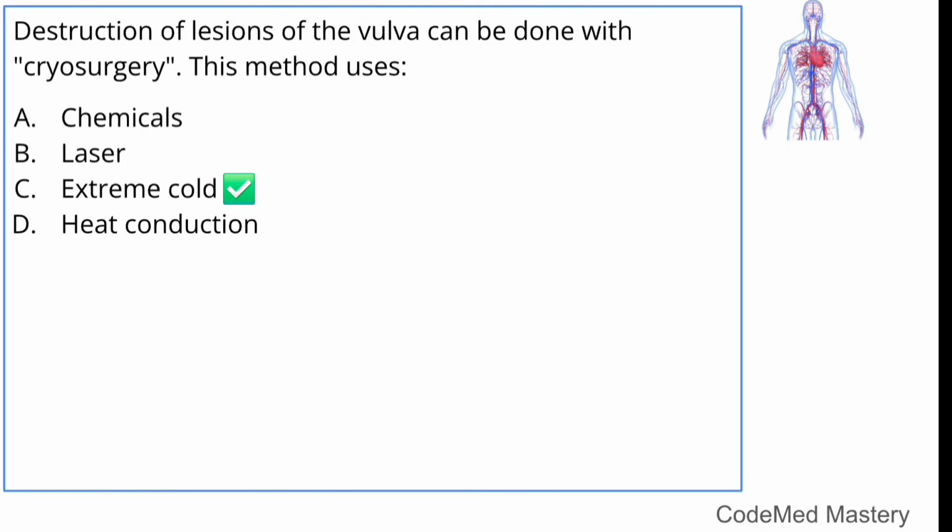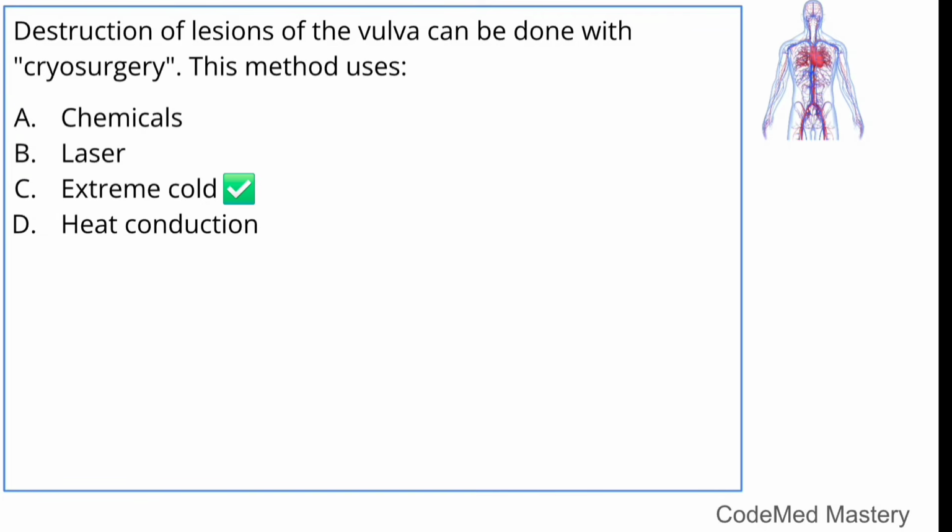Cryosurgery involves application of extremely cold temperatures, typically by using liquid nitrogen. So this is used to destroy abnormal or diseased tissue, such as lesions on the vulva. So when they use freezing technique to destroy abnormal tissues, it causes cellular damage and leads to tissue death.